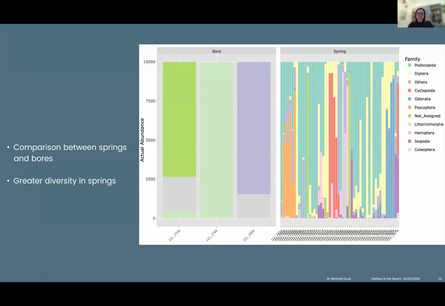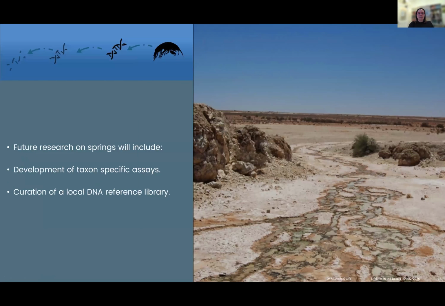I'm not going to go into the details of distributions and what we've detected where. This is unpublished data, but it's giving us an indication that the approach works at springs and that there is scope for development, which is really important. So future research on springs will include development of taxon-specific assays, so molecular magnets that will allow us to detect particular species, because under state and Commonwealth legislation, especially Commonwealth legislation, certain species are of interest over others, partly because they are listed under the EPBC Act.